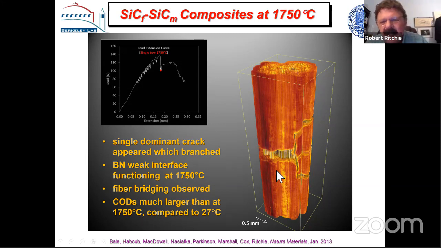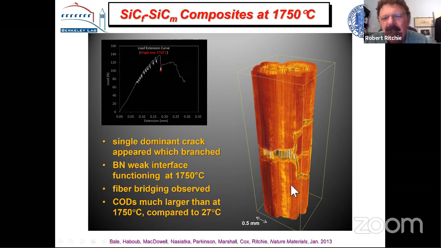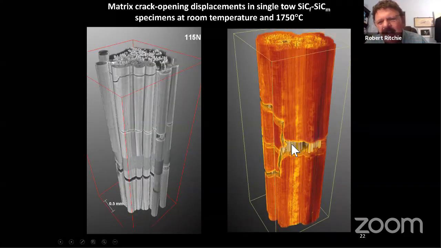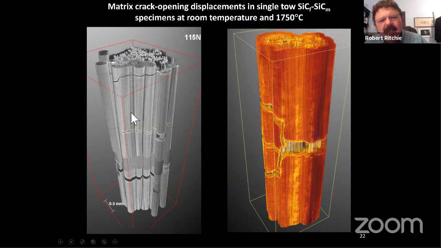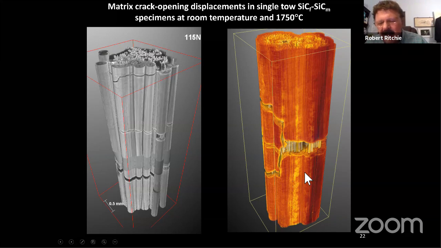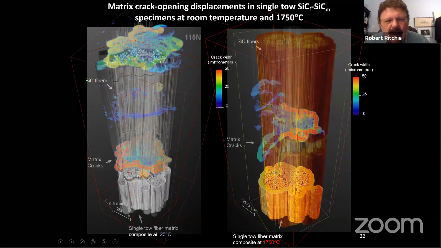But the key is keeping these fibers intact, and in these structures they use boron nitride coatings to keep the interface weak. These are also now used in nuclear structures as coatings for fuel particles. At least they're talking about that. Similar structures, but they use a pyrolytic carbon rather than boron nitride to keep the fibers able to pull out. But looking at this, the room temperature test and the high temperature test, you can see the stark differences: multiple cracks at room temperature, then the single dominant crack that eventually breaks out. But we can look here at all the sort of details.